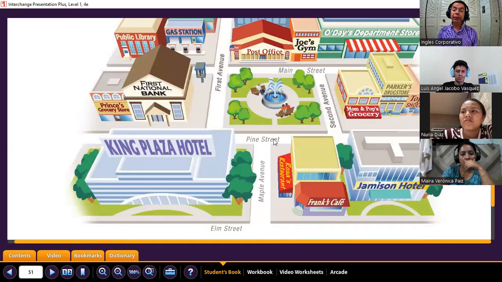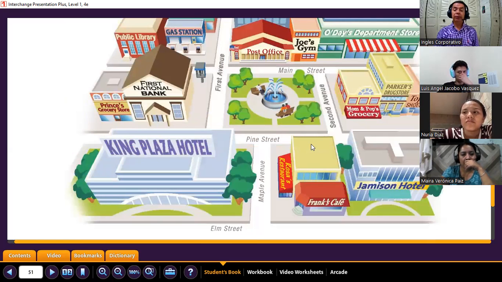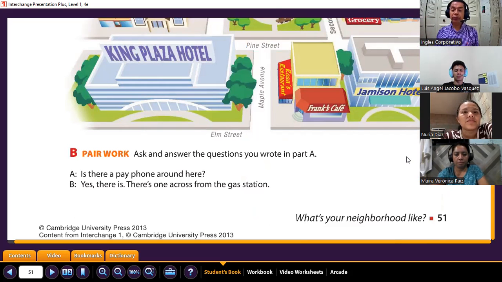O podemos decir también aquí, the post office is between the gas station and Joe's gym, right? Between. Ahí está en medio, right? Here also, look, where is the Parker's drugstore? It's between the grocery store and the shoe store. Between, right? Those are the prepositions.